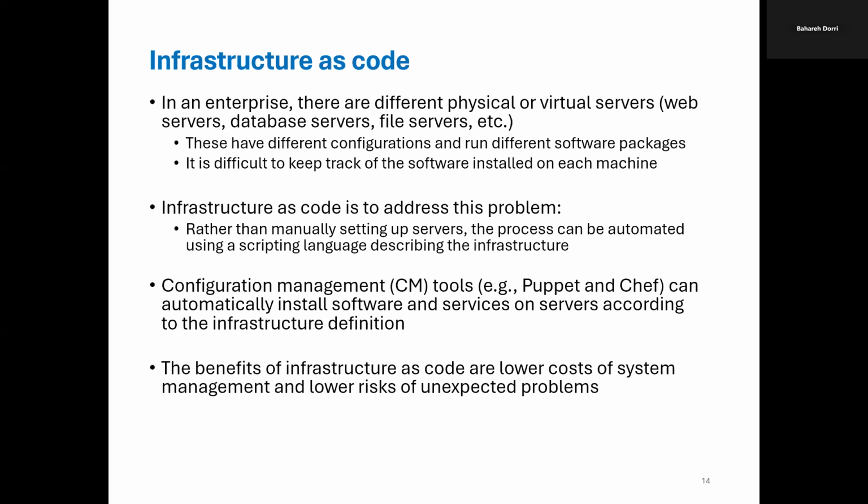That's where infrastructure as code comes in. Instead of logging into each server and installing things by hand, we write scripts, just like code, that describe what each machine should look like and what it should run. This makes the whole setup process repeatable and consistent. And tools like Puppet and Chef help with that. You just define your infrastructure, and these tools take care of setting up everything automatically, installing the right software, configuring services, and so on. The big win here is twofold.